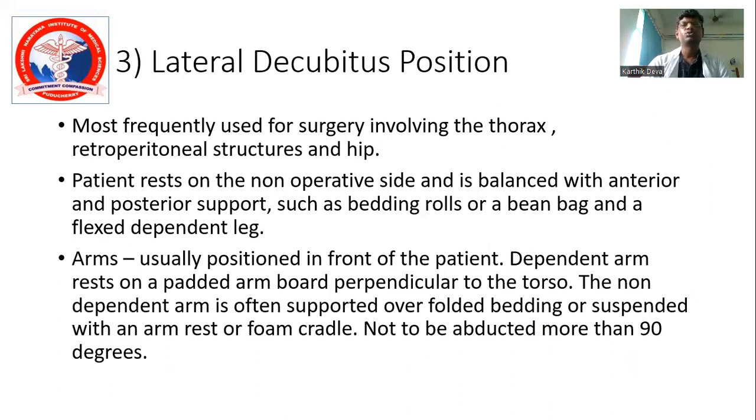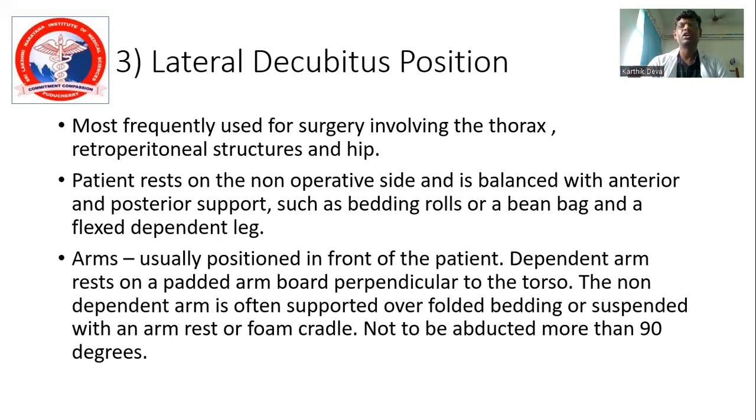Lateral decubitus position most commonly is used for surgery involving the thorax, retroperitoneal structures, and hip. The patient rests on the non-operative side and is balanced with anterior and posterior support, such as bean bag rolls, a bean bag at the back, and a flexed dependent leg. Arms are usually positioned in front of the patient. The dependent arm rests on a padded arm board perpendicular to the torso.